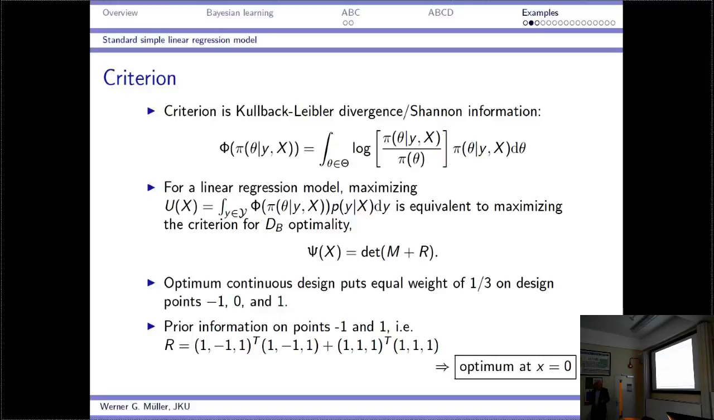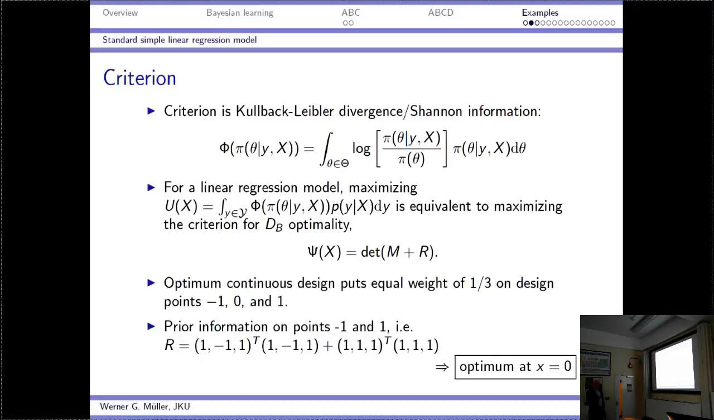And also, what is the criterion that we're using? I haven't said anything about this. We would be using some equivalent to d-optimality or Bayesian d-optimality, and this would be using the Kullback-Leibler divergence or the Shannon information as stated here, because this would give us exactly the Bayesian d-optimality criterion that we are quite familiar with. Okay, so we're using this as a design criterion, respectively the integral, of course, over it.